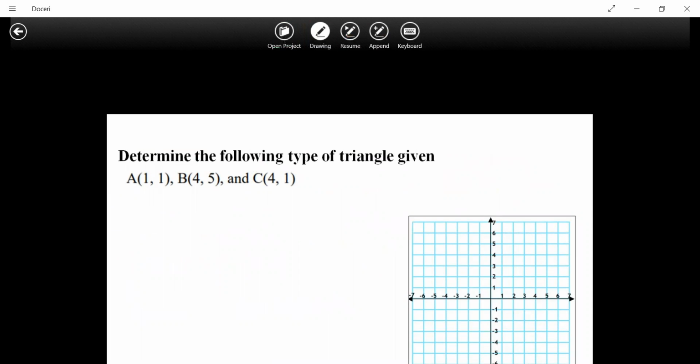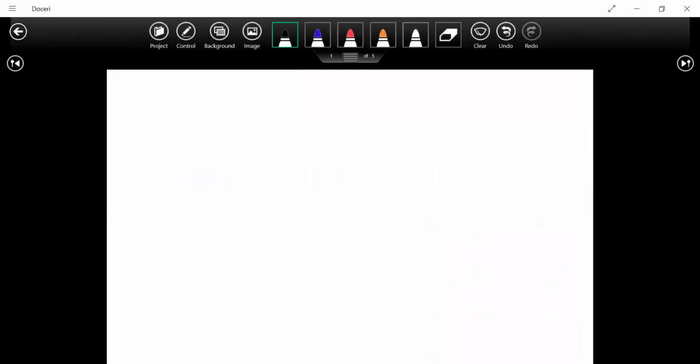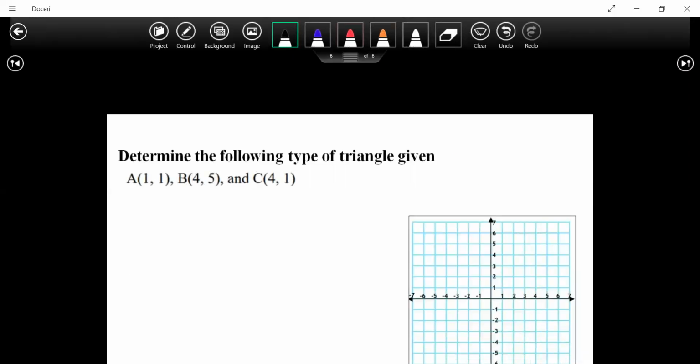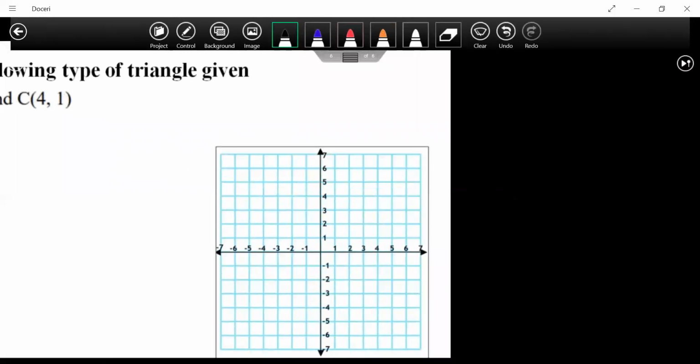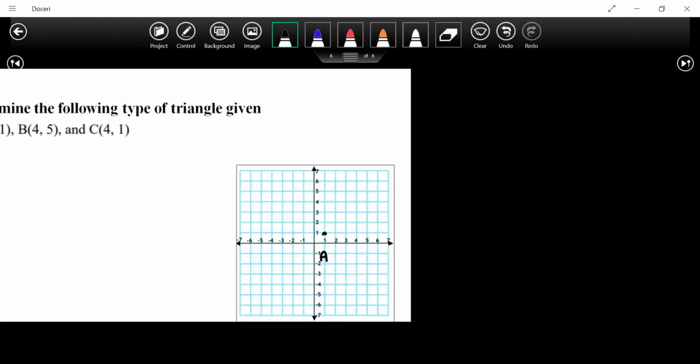Okay. Let's look at this one. Determine the type of the following given triangle. So we have to be able to see what type it is. So let's go ahead. The first thing let's try to do, let's just draw it out. So 1 is A. B is 4, 5. And C is 4, 1.